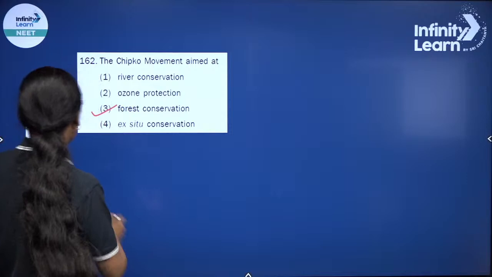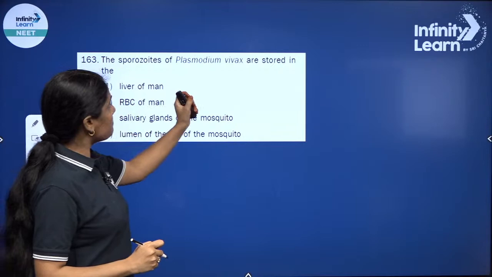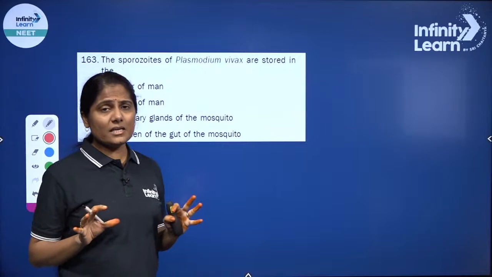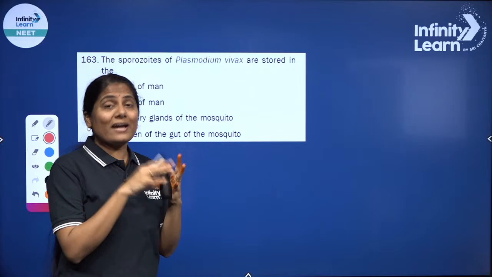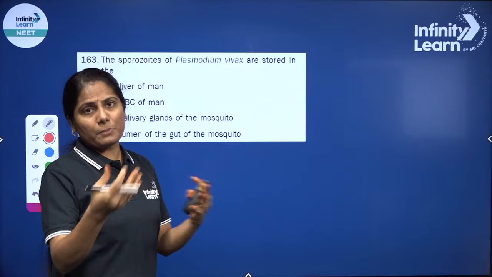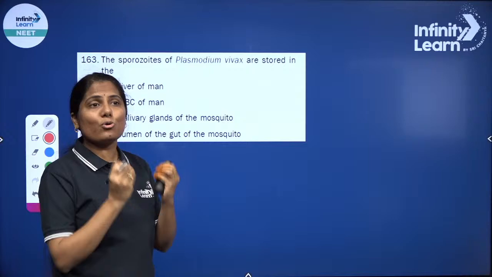The sporozoites of Plasmodium vivax are stored in the, again, a very easy question. So where are we getting these sporozoites? After a mosquito bites a person, these are immediately transferred into the bloodstream and go into the liver. Basically, the mosquito is storing them in its salivary glands.